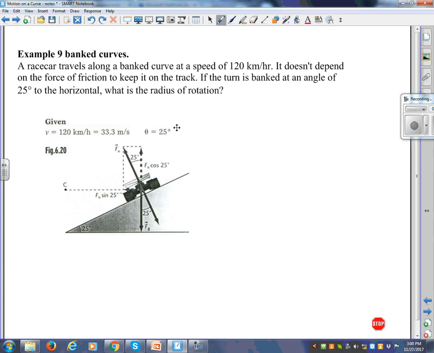So imagine a race car track engineer who's designing a track, and they know that the cars are going to be traveling a maximum of 120, and they can bank at 25 degrees. What is the radius of rotation? Maybe they have to figure out how much land they need to buy so that they can build this track. So we are solving for r. The first step is to take that 120, divide by 3.6, and then the answer's right there. It's in the diagram. 33.3.